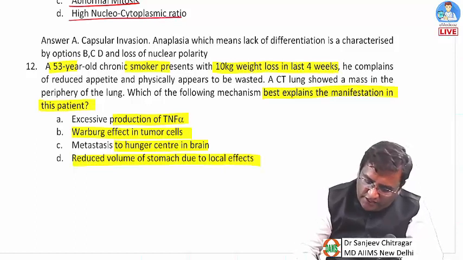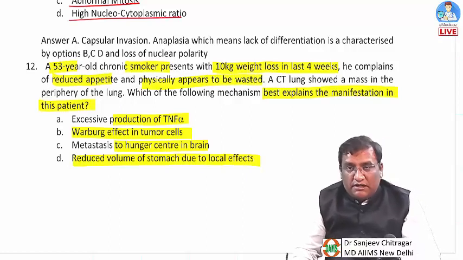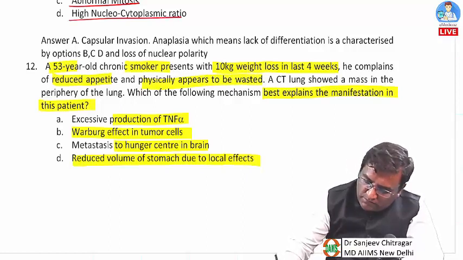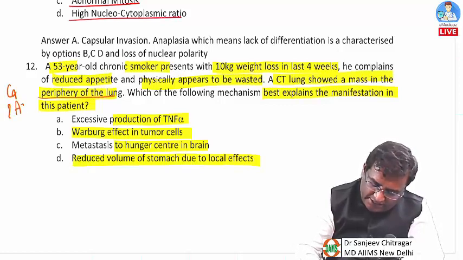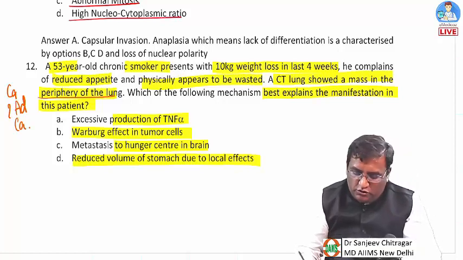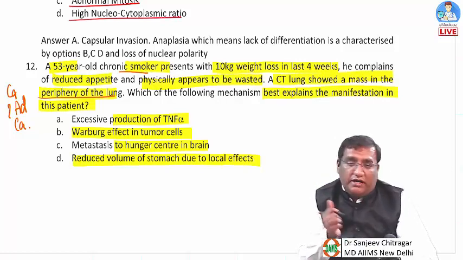He complains of reduced appetite and physically appears to be wasted. A CT lung showed a mass in the periphery of the lung. So there is a tumor seen in the periphery of the lung. There will be a carcinoma of lung. Query adenocarcinoma, I can say. Although he is a smoker, that is the only thing against adenocarcinoma. Peripherally located tumors are adenocarcinomas.